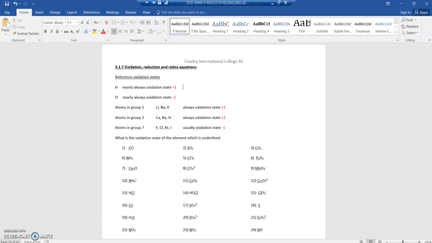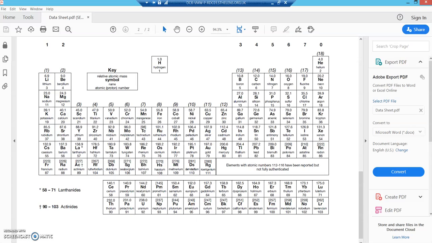Oxidation, reduction and redox equations. First of all, we need to work out something called an oxidation state. An oxidation state is how many electrons an atom may lose or may gain. So let's have a look at our periodic table, which you have a copy of in an exam.